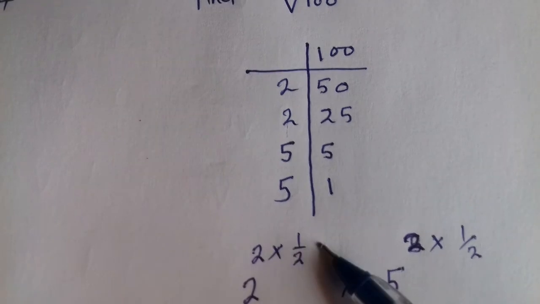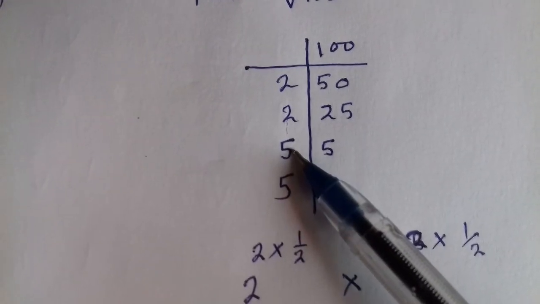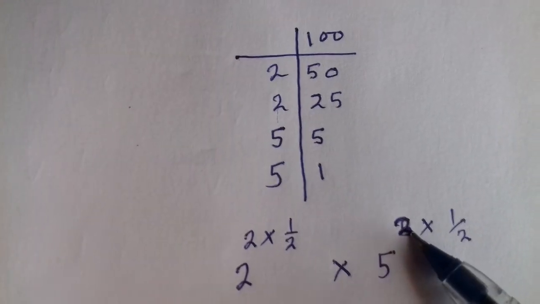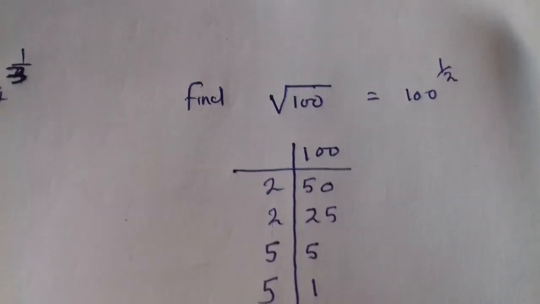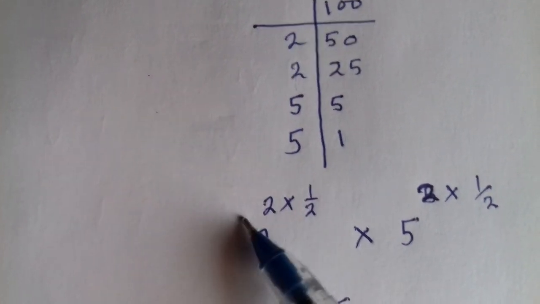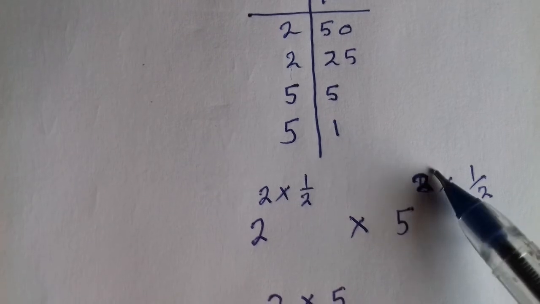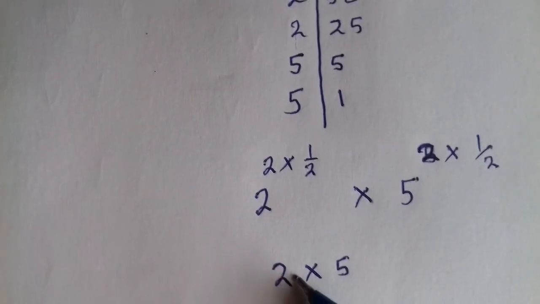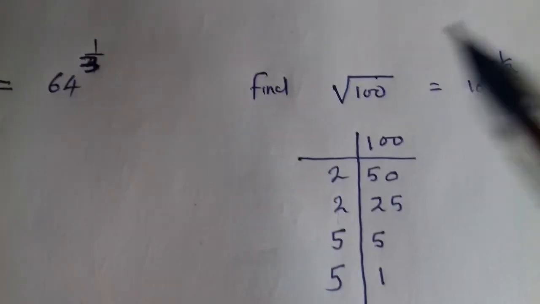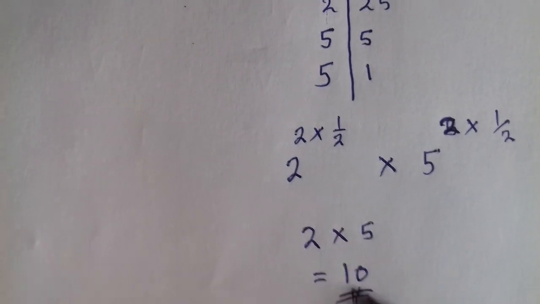This is what we get. And the other one is 5. How many 5s? There are 2. So you say times 5 to the power 2. And now multiply it by the same one, this part here. So when you multiply, you have this 2 cancelling with this one, and this one cancelling with this one. So you remain with 2 times 5. What do you get? 10. Therefore, the square root of 100 is 10. Alright.